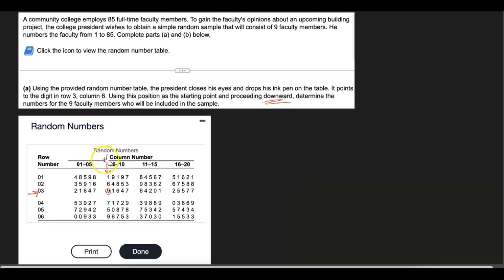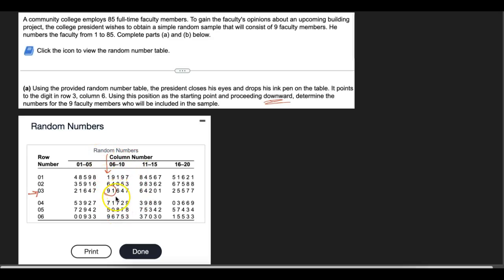I will admit, proceeding downward is a little funny to me. That's a little different, but that's what the instructions are asking us to do, and that's the only way I'm going to get the exact same random numbers if I follow the instructions exactly the way they're written. So I'm not just going to pick one number, let's say 9, for instance. I need to pick the same number of digits as the largest number of faculty members, which in this case is 85 faculty members. So I need to pick 2 digits every time I pick numbers from this table.